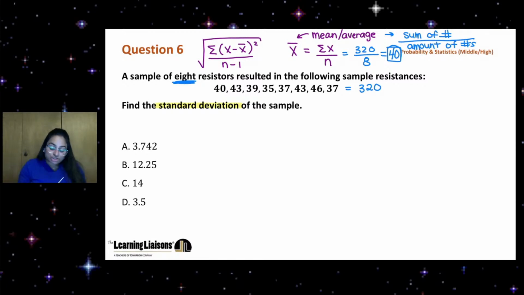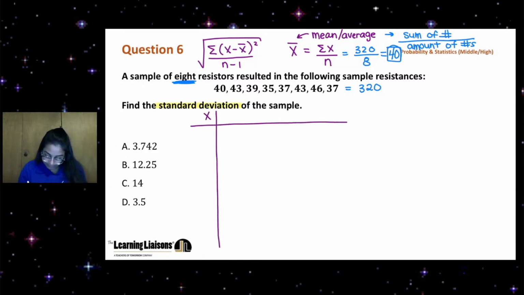So now I'm going to make this chart, and this chart's going to make our life easy, I promise, because the chart is going to keep track of all the numbers for us, and we don't have to do it ourselves. I'm going to start my chart with my x's. And then from my x's, I'm going to do my x minus my x bar. Remember, our x bar is 40, so we're going to do the number that we have minus the mean. Once we get that, then we're going to do the number that we got in the previous part, and we're going to square it.